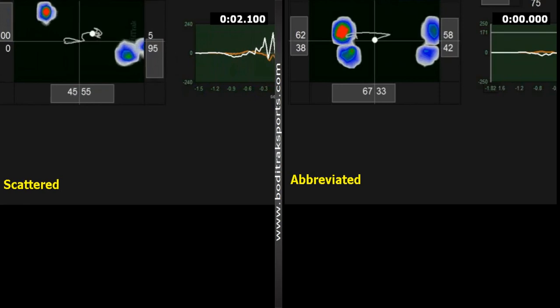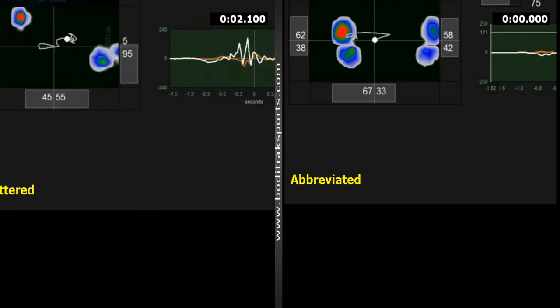This is a trace that we see with not consistent ball shots. So, anyways, the lateral motion, the white lines, are all over the place. The yellow lines, which represent your heel to toe motion, are erratic. And again, this is not a trace that we recommend. On the right hand side, the abbreviated trace.